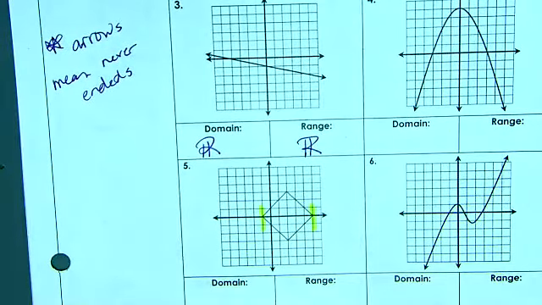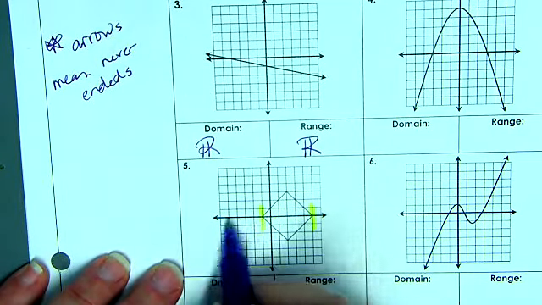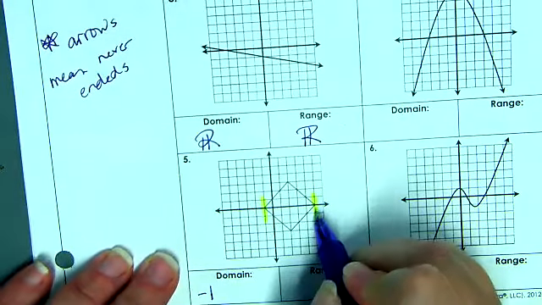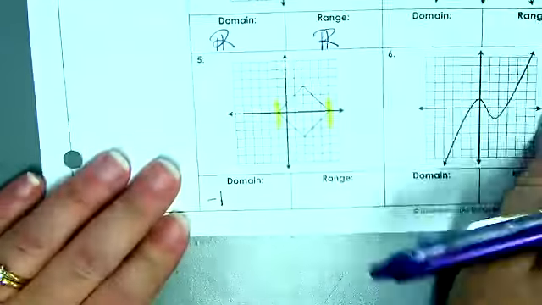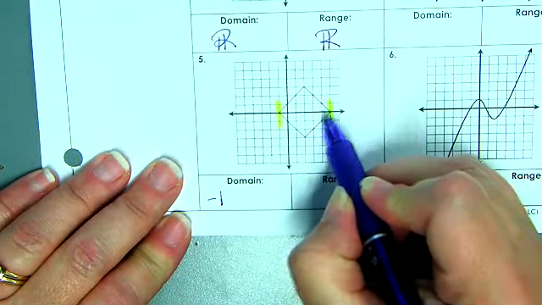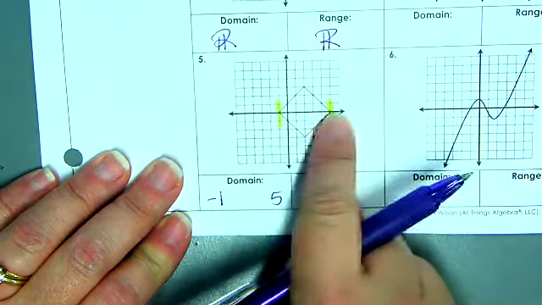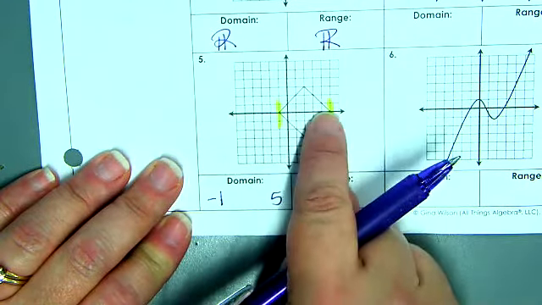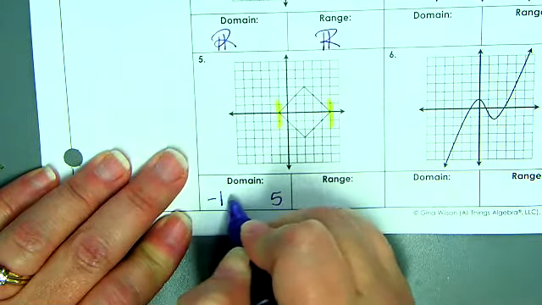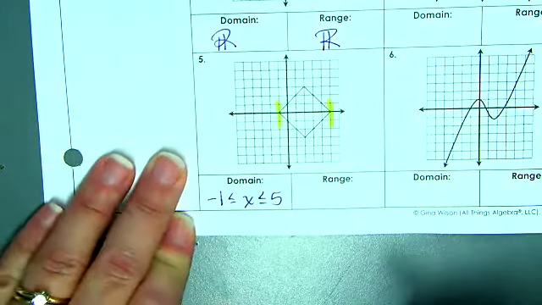So I've got to think, my X value is not going to be anything lower than -1. And it's not going to be anything higher than 1, 2, 3, 4, 5. But it is everything in between. And it's actually equal to it because the graph is on that point. So my inequality for the domain is going to be -1 is less than or equal to X is less than or equal to 5.